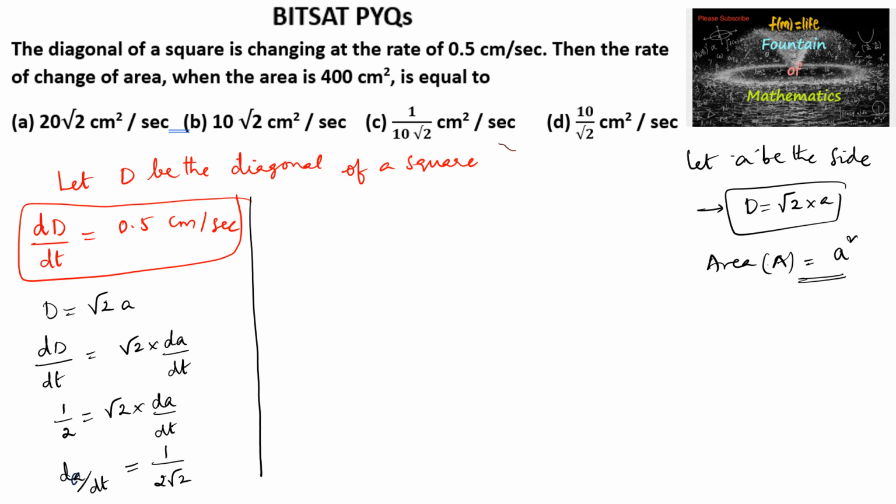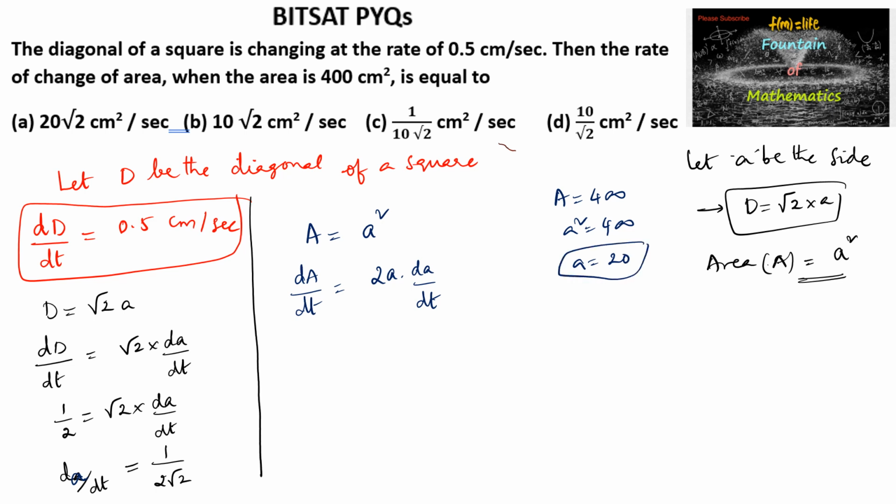So we can write da by dt is equal to 1 by 2 root 2, and now the area is equal to a square, and differentiating, dA by dt is equal to 2 into a into da by dt. We need to find the rate of change of area dA by dt when the area is 400. So when area is 400, a square is equal to 400, so a is equal to 20. So dA by dt at a is equal to 20 is 2 into 20 into 1 by 2 root 2.